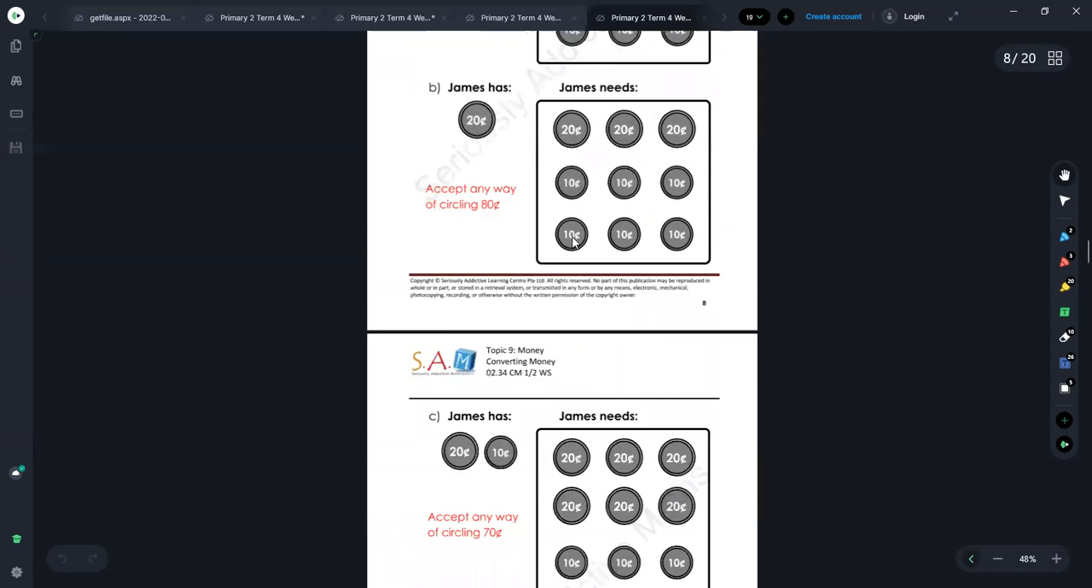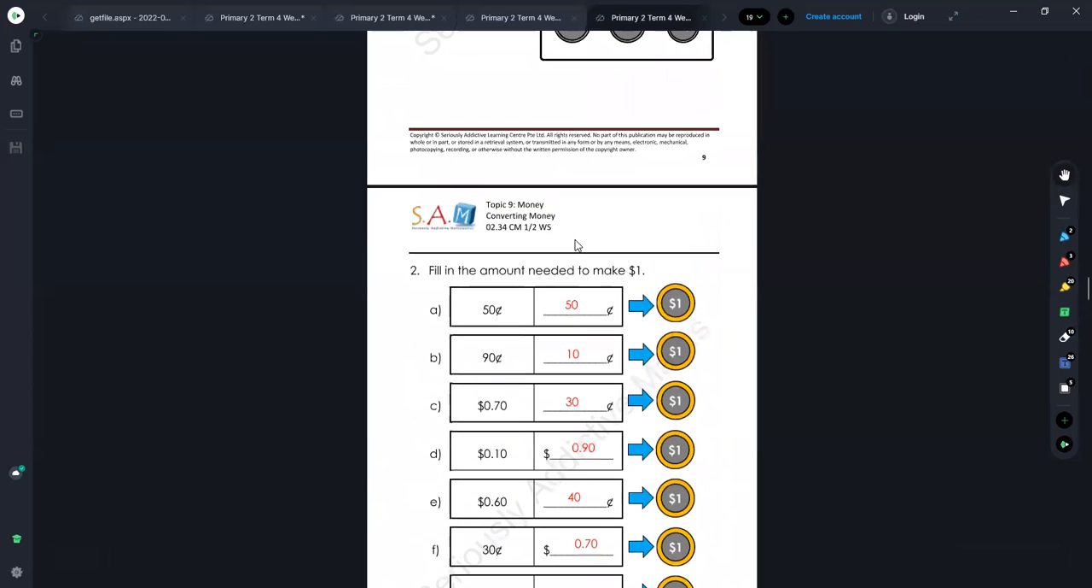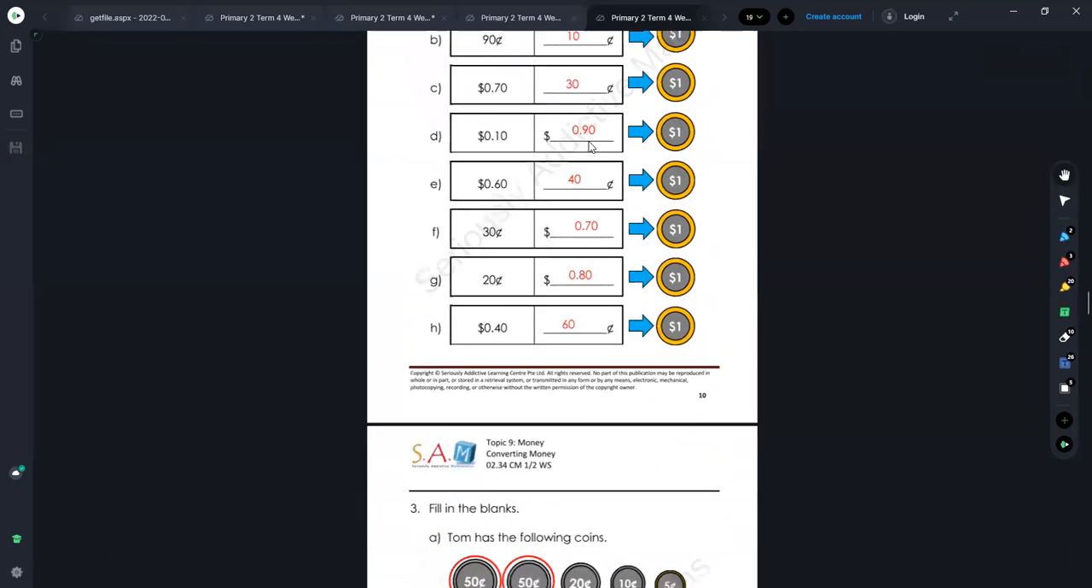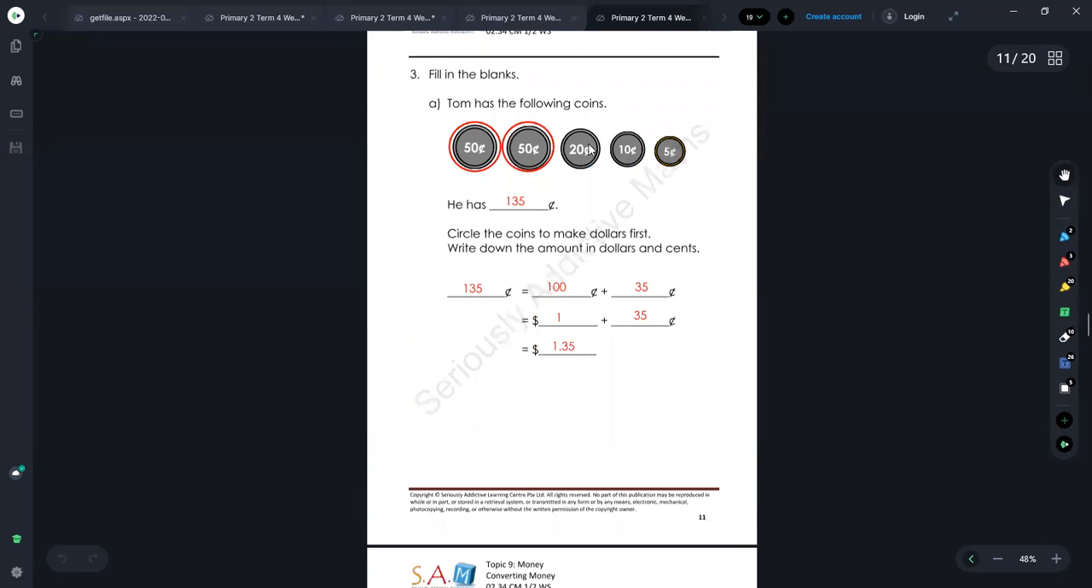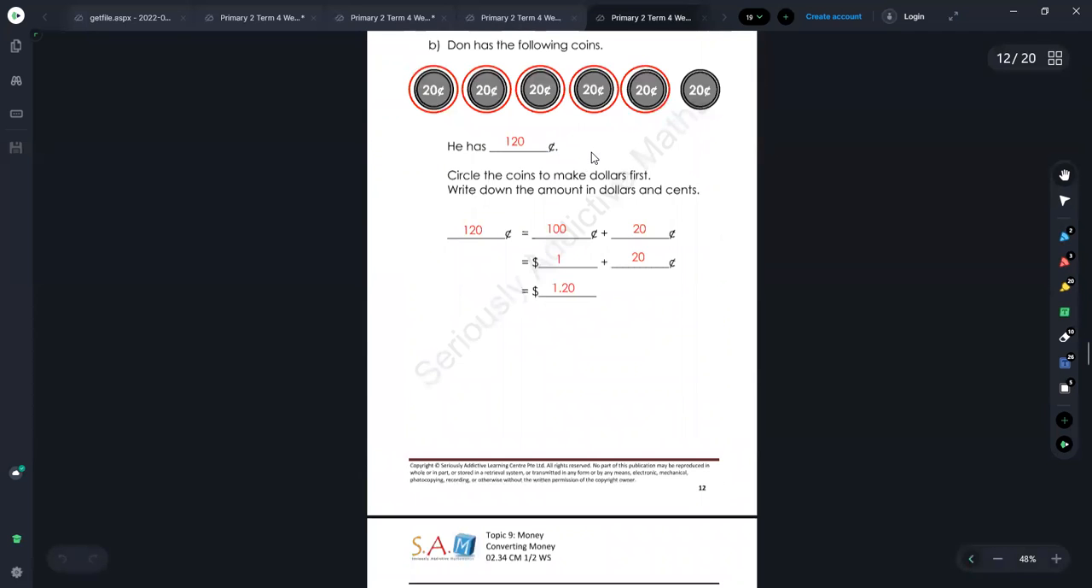So you can do one question here like this. The rest are quite similar, so perhaps a question like that, 2A, 50 cents. How much more do you need to make a dollar? Perhaps do just question A and B. 50 cents, you need 50 cents more. 90 cents, you need 10 cents more. These are things that were already done.